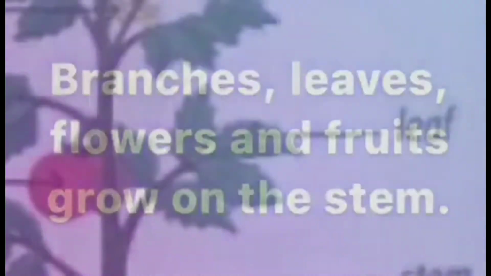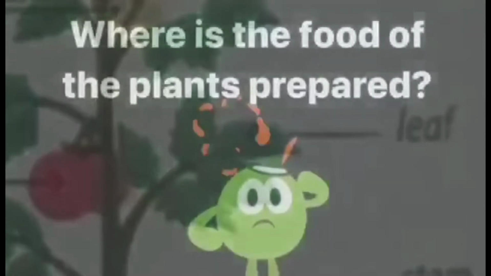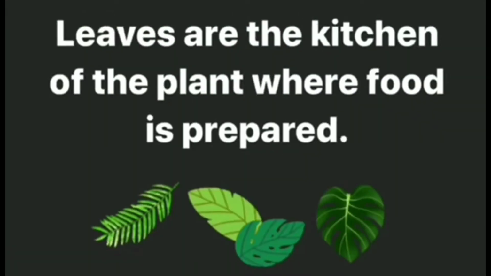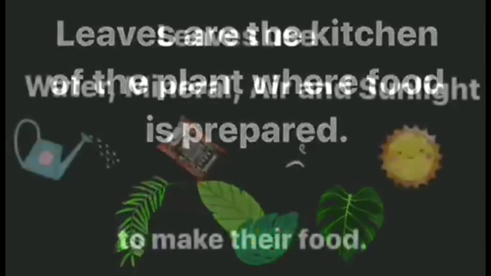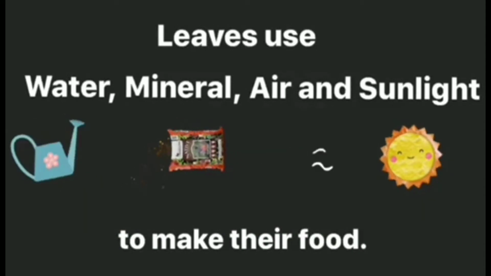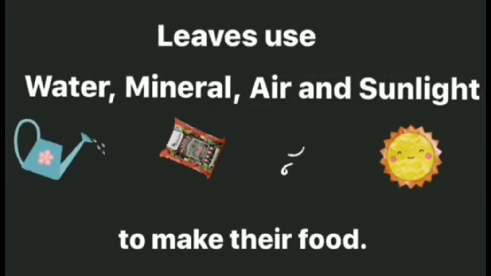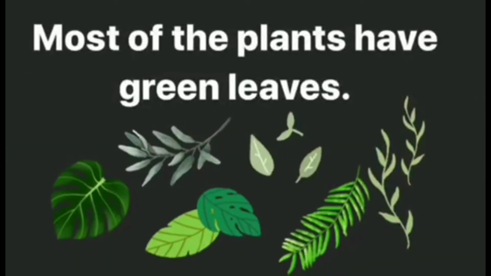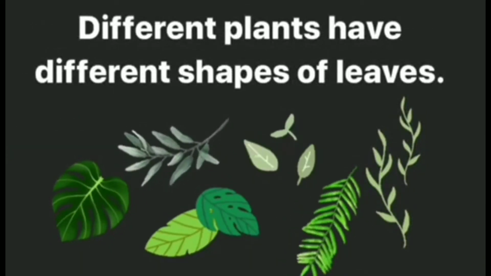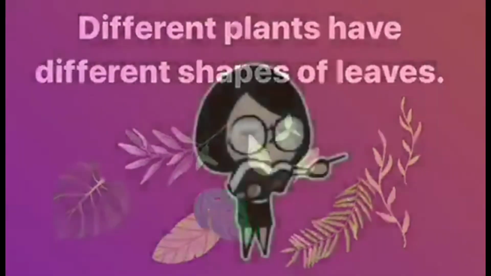Now let us talk about leaves. Do you know where the food of the plants is prepared? Leaves are the kitchen of the plants, where food is prepared. Leaves use water, minerals, air and sunlight to prepare food. Most of the plants have green leaves and different plants have different shapes of leaves.